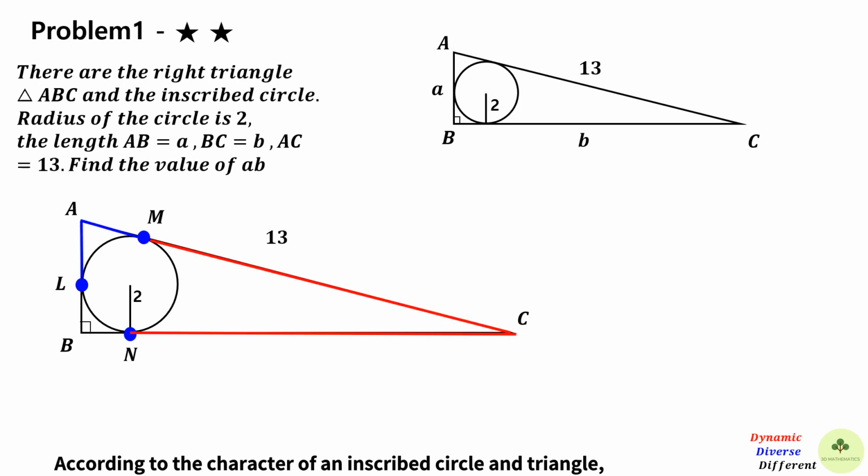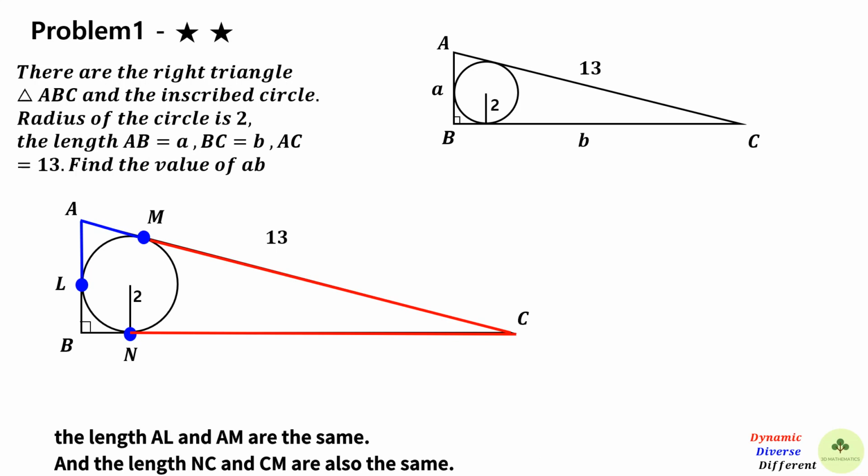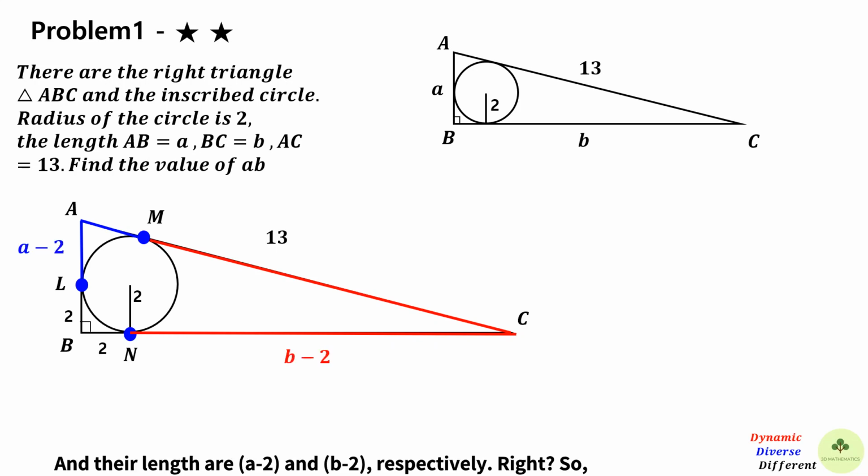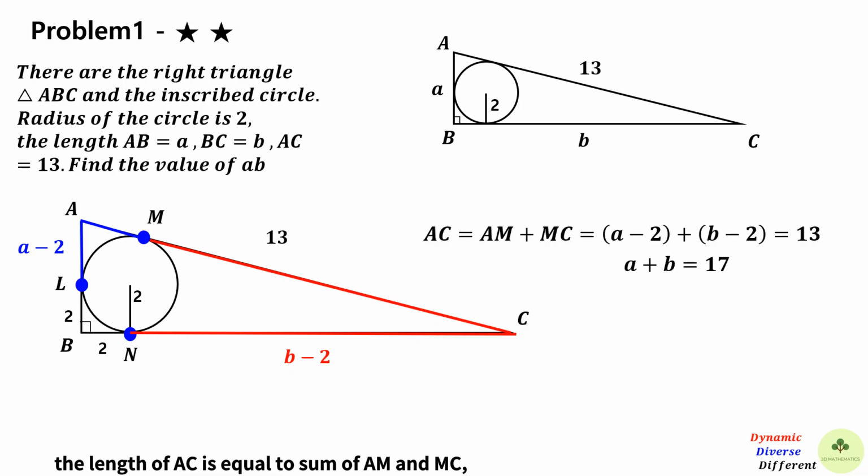According to the character of an inscribed circle and triangle, the lengths AL and AM are the same, and the lengths NC and CM are also the same. And their lengths are A minus 2 and B minus 2 respectively, right? So the length AC is equal to sum of AM and MC, which are A minus 2 plus B minus 2. So we can get A plus B is equal to 17.